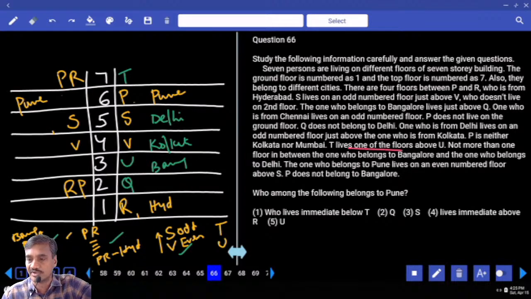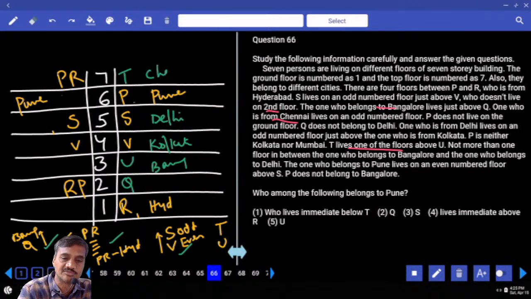Now T lives on one of the floors. S lives, V does not, Bangalore, and the one from Chennai lives on an odd number floor. Now Chennai lives on an odd number floor, hence T must be Chennai. Now if Chennai is here, the one who belongs to Mumbai must be at this place.